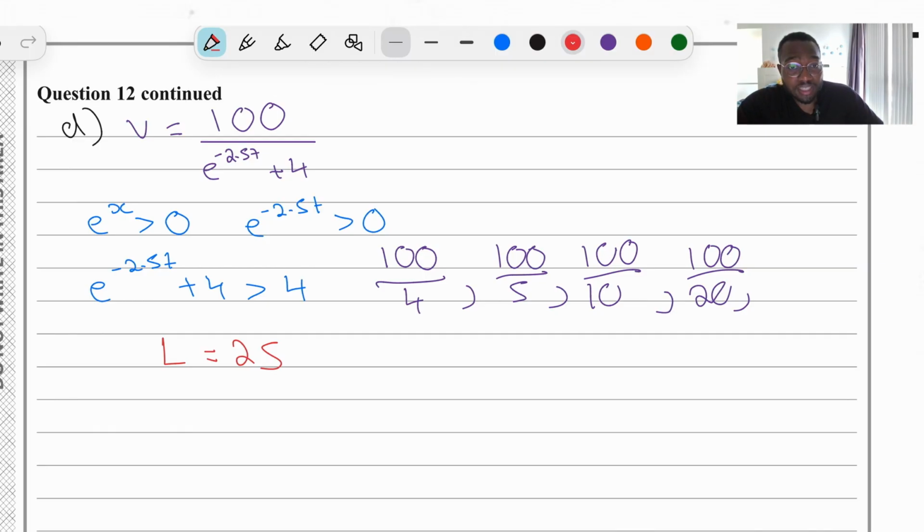Since the denominator has to be greater than 4, therefore the biggest value we can get is 25. As the denominator keeps rising, as t goes to infinity, then our values of v are just going to get smaller and smaller. Okay, so L is 25.